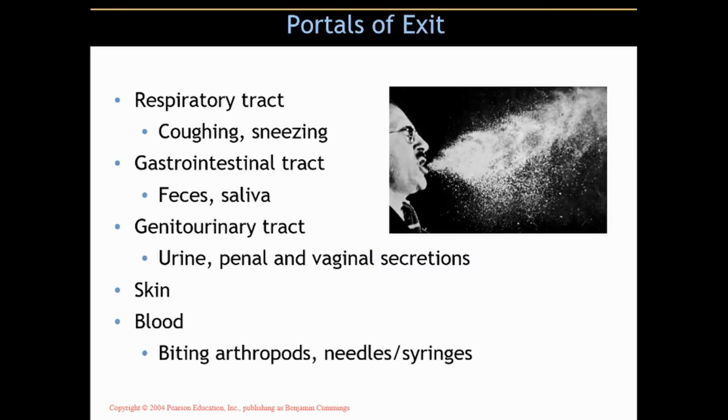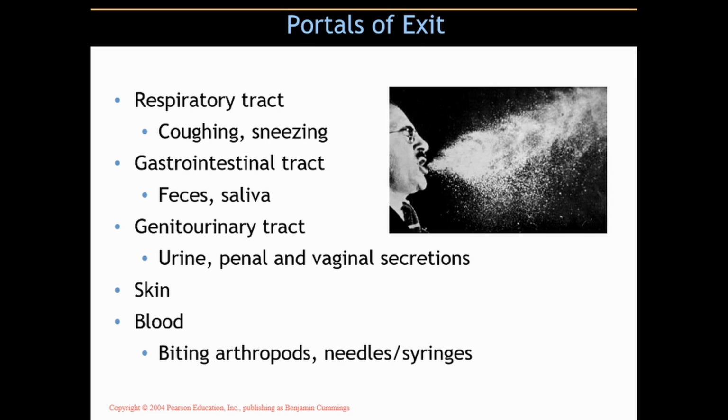Portals of exit. So these microbes get in through portals of entry, so there must be a portal of exit. So how do they get out of us? Respiratory tract. This is how, for example, SARS-CoV-2 gets released through coughing, sneezing, breathing, talking, laughing. So they are released into the air through droplet transmission. As you can see in this picture of this gentleman sneezing, look at the droplets. Tens of thousands of droplets getting released, carrying viruses with them.